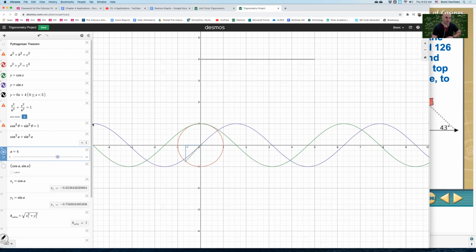Reminder, one last thing. When you're done, make sure you hit that save button. You'll get a unique URL right there. You can copy that and paste it to me.